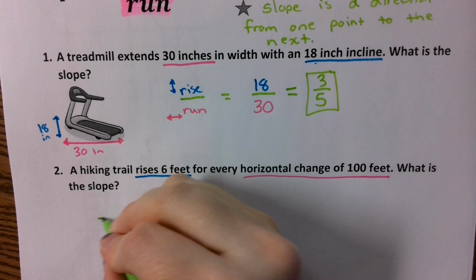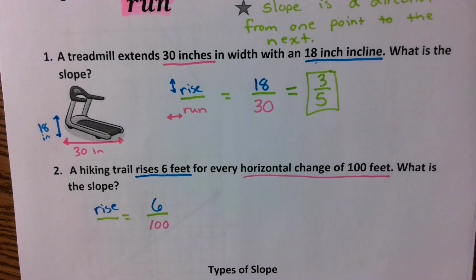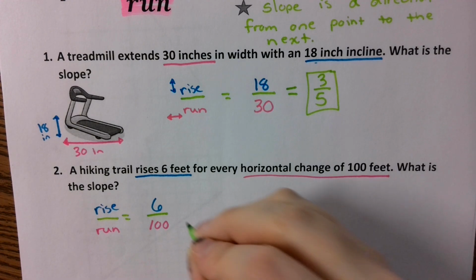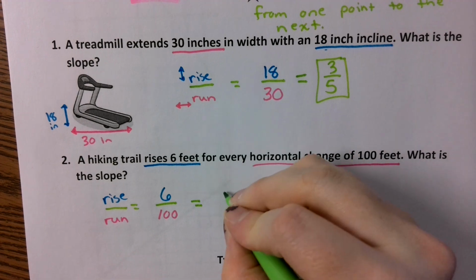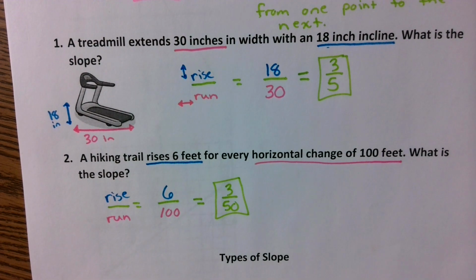Okay, so again, we always put the rise on the top. I'm just going to set it up for you guys so you know again. Run on the bottom. And then we simplify. They're both divisible by a maximum value of 2. So that can simplify to 3 over 50. So our slope would be 3/50.